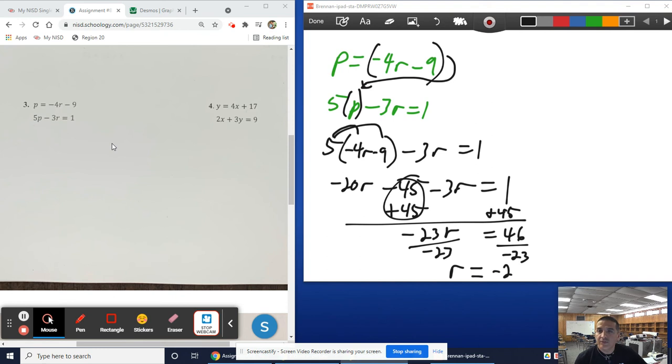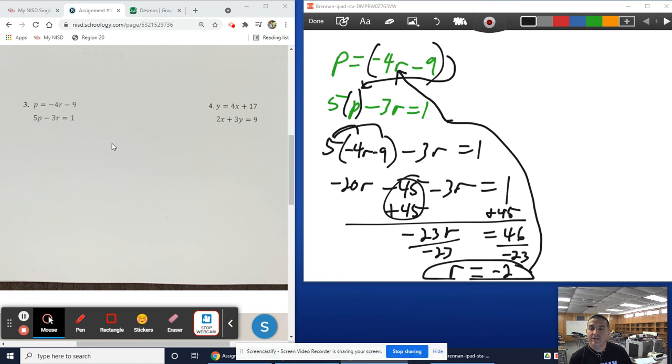Once I have one of my variables, I'm going to take it and plug it in up here to one of these. Now, which one do I want to plug it into? Again, if I have one that already has P by itself, I'm going to plug it in there. So we'll go over here and we'll say P equals negative 4 times R minus 9. However, now I know that R is negative 2, so plug that in, and this is just a number, right?